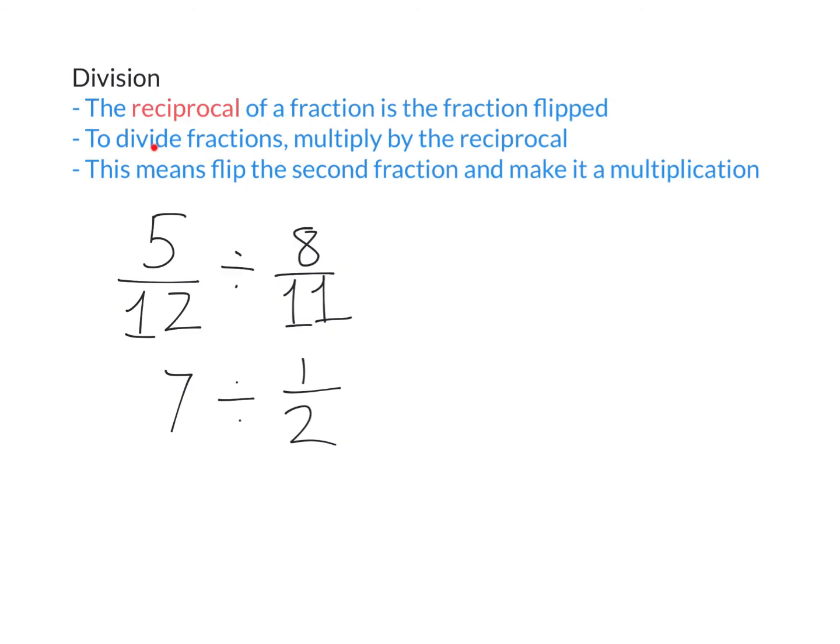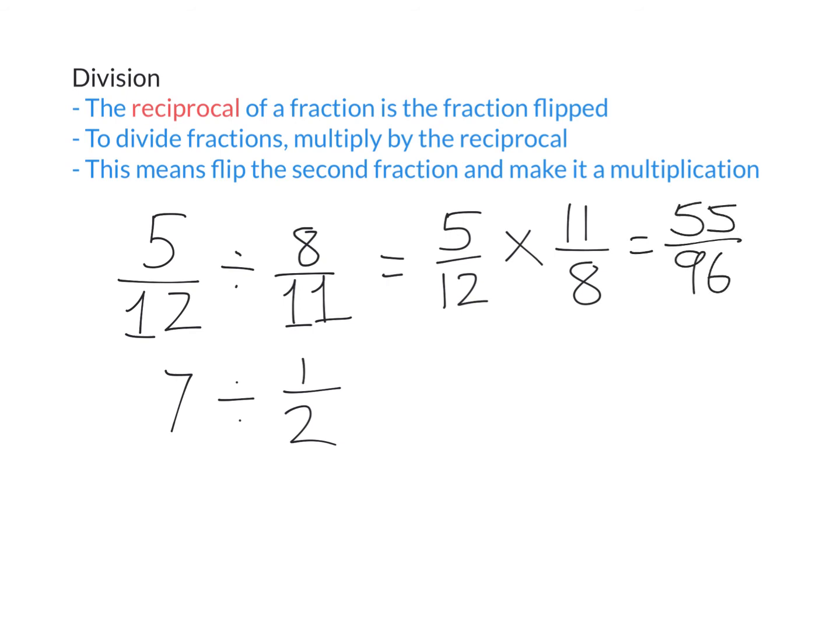All right, let's now look at division. When you're dividing fractions, you multiply by the reciprocal, and the reciprocal is just the fraction flipped. So if I want to perform a division of fractions like this, I always leave the first fraction the same, I flip the second fraction, and I change the divide to a times. So now we know how to multiply. This is really simple. We just go 5 times 11 is 55, 12 times 8 is 96. So we can't simplify this any further. 55 and 96 have no common factors.